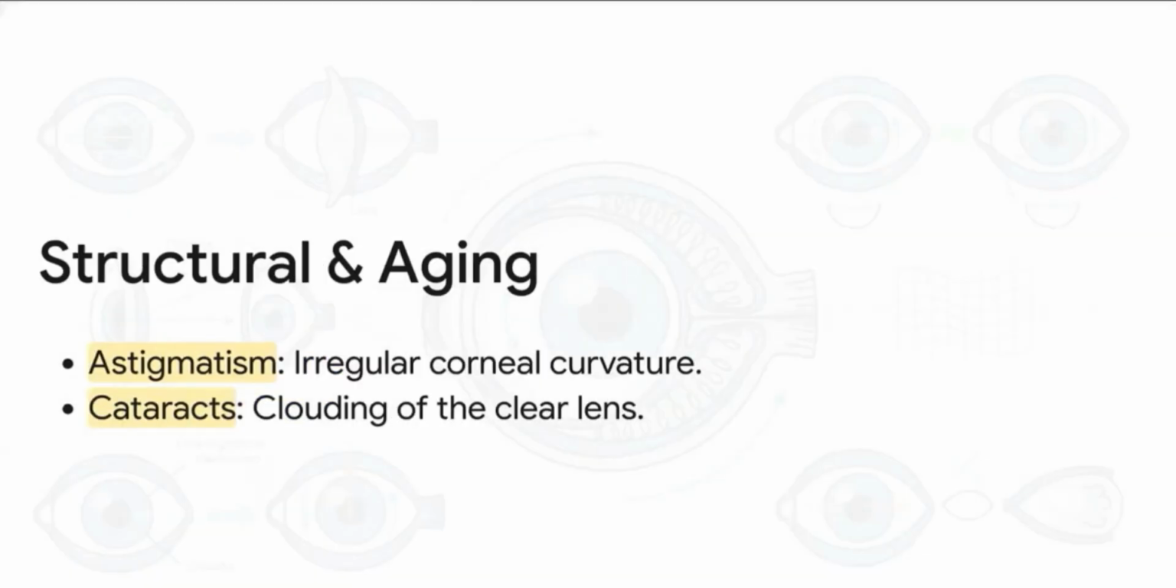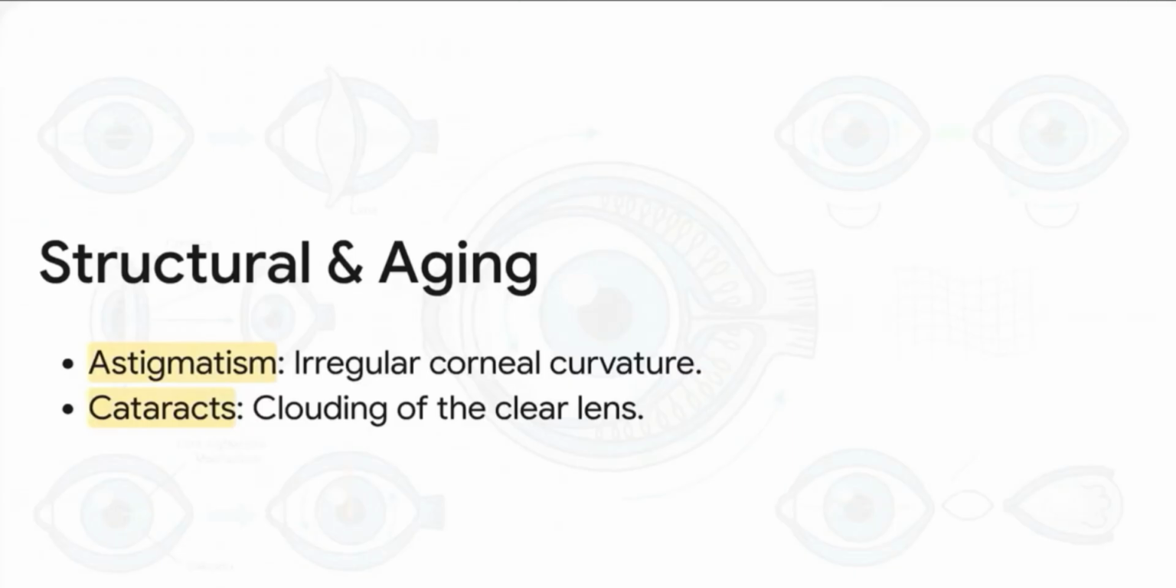Beyond eyeball length, we run into structural and aging defects. Astigmatism happens when there's an irregular curvature of the cornea or the lens. Because the surface is wavy or uneven, incoming light scatters and focuses unevenly on the retina. It causes blurred vision and a lot of squinting, but it's highly treatable with specialized prescription glasses, contact lenses, or laser therapy to reshape the cornea.